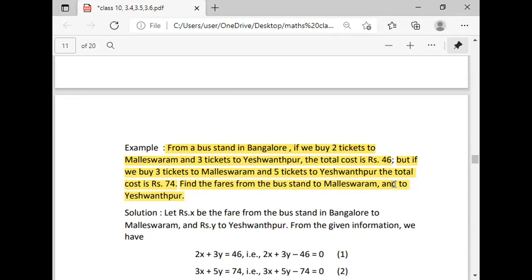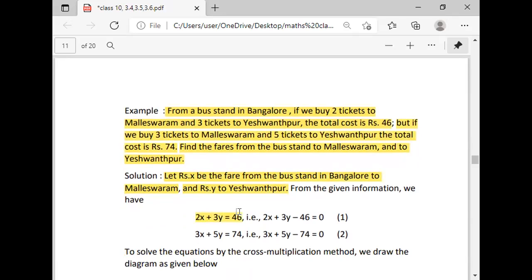Two pieces of information are given, which means you have to form 2 equations. Let rupees x be the fare from the bus stand in Bangalore to Malleshwaram, and rupees y to Yeshwanthpur. We are given 2 tickets to Malleshwaram, that is 2x, plus 3 tickets to Yeshwanthpur, 3y, that is 2x plus 3y minus 46 equal to 0, and it is called equation 1.